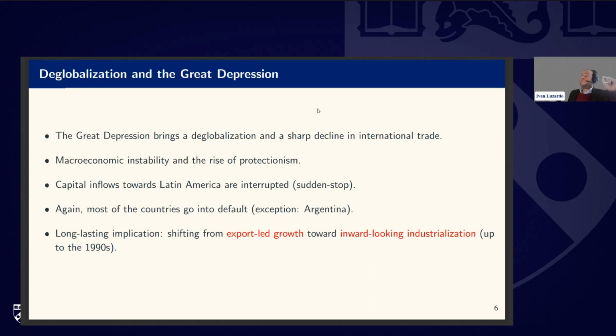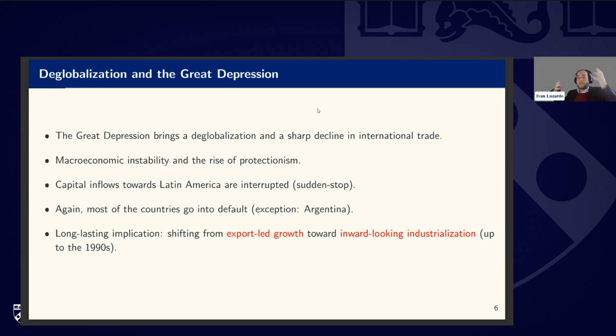As I mentioned last week, deglobalization in Latin America didn't start in 1914, and the reason was that the role that Britain used to have in providing capital inflows and importing commodities from Latin America was replaced, to a certain extent, by the US. So deglobalization in the particular case of Latin America started after the Great Depression, when we see the rise of protectionism. So we have a decline in international trade that would be very problematic for Latin American countries.